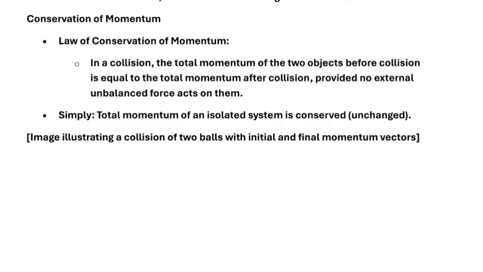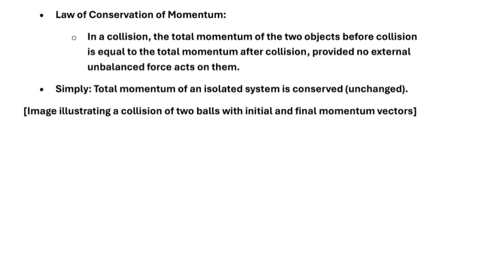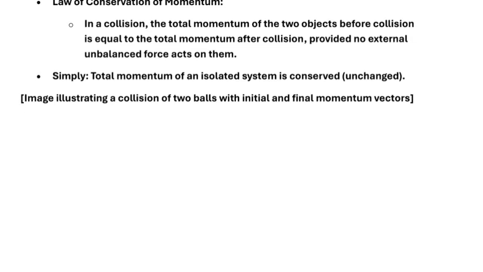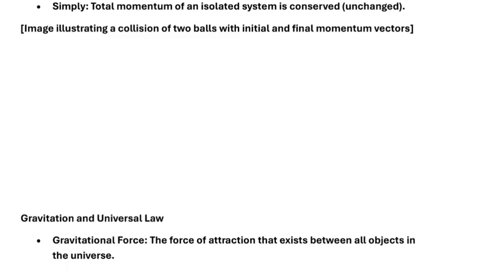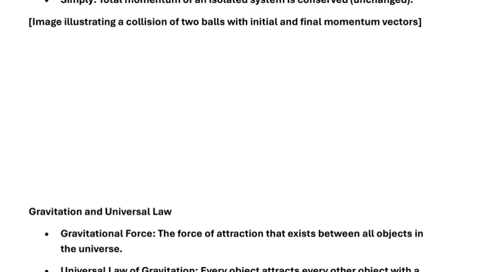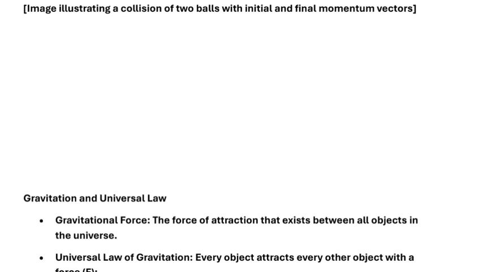Conservation of momentum. Law of conservation of momentum: in a collision, the total momentum of the two objects before collision is equal to the total momentum after collision, provided no external unbalanced force acts on them. Simply, the total momentum of an isolated system is conserved, unchanged. Image illustrating a collision of two balls with initial and final momentum vectors.